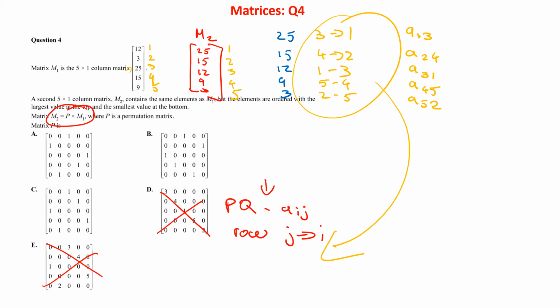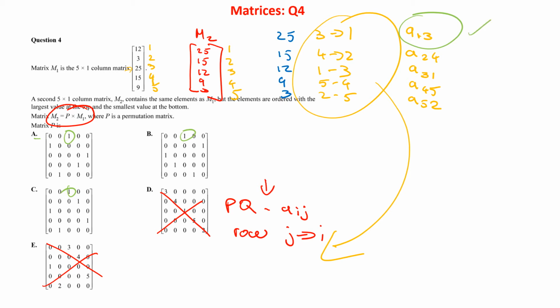All right, so what I need to look for is, do I have a 1 at A13? When I look at that, it means row 1, column 3. Do I have a 1 there? Row 1, column 3. Yes, I do. Okay, so I'm not sure yet. Let's go to the next one.